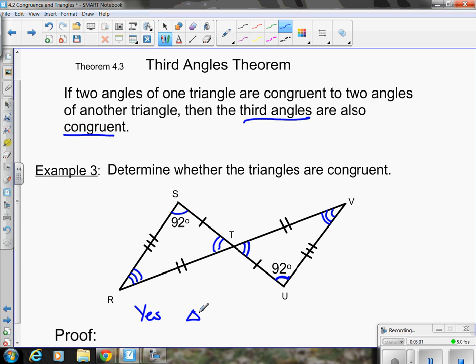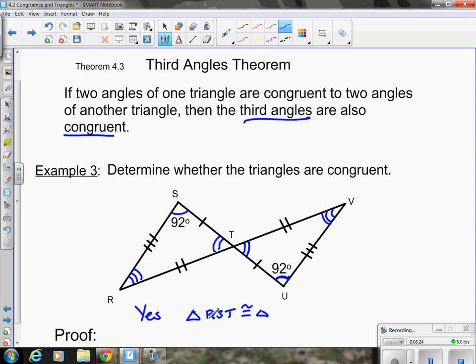Triangle. I'm going to pick one triangle and write a statement. It's kind of nice to go alphabetically. So I'm going to go RST. You don't have to go alphabetically, but it makes it a little bit easier to check your answer.